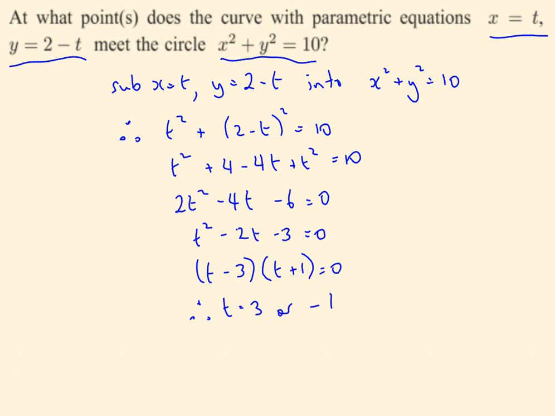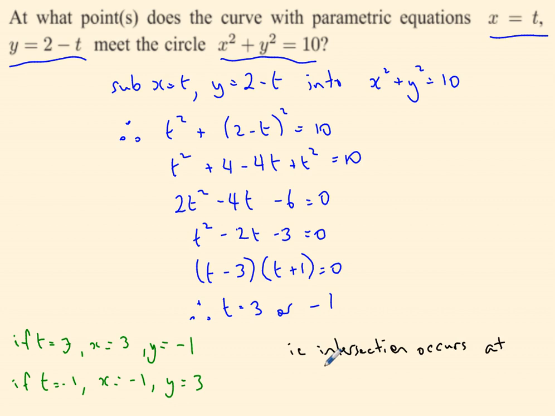So we get two t values, t equals 3 and negative 1. To work out the points of intersection, I would need to substitute each value in turn into my parametric equation to work out my point. So my intersection occurs at the point (3, negative 1), and also the point (negative 1, 3).